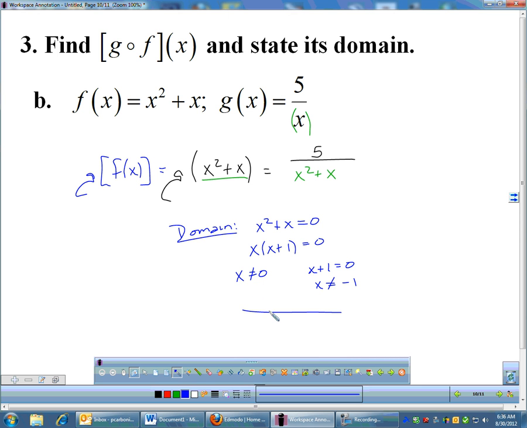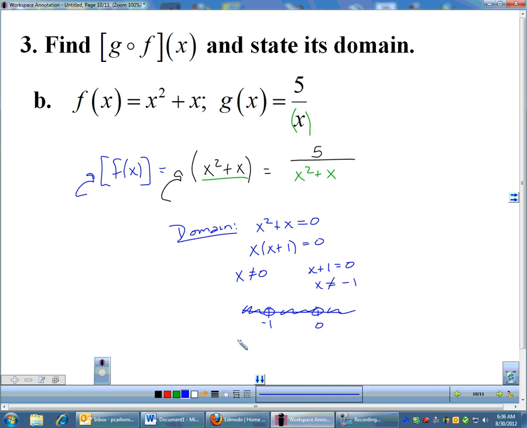On the number line, remember negative 1 is before 0. And that's what I cannot have. I can have anything else. So my domain here is negative infinity to negative 1, everything between negative 1 and 0, and everything after 0. That's my domain. I put a bracket around infinity. How silly is that? There we go.